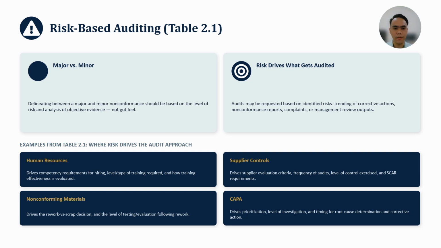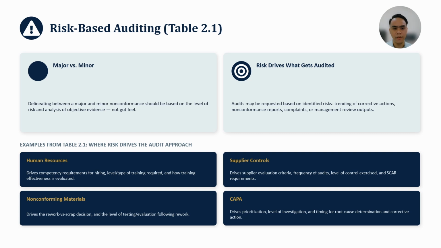And the CAPA, the corrective and preventive action, drives the prioritization of activities, the level of investigation performed, and the timing for root cause determination and for implementing corrections. The full table in the chapter also covers management responsibility, product realization and design controls, design change, product acceptance and process validation, measuring equipment, internal audits, field safety, and feedback and complaints.